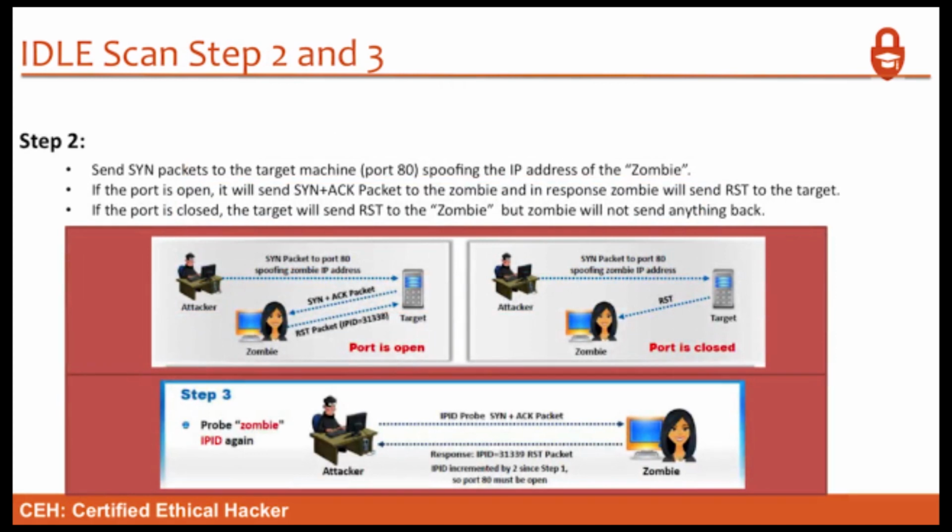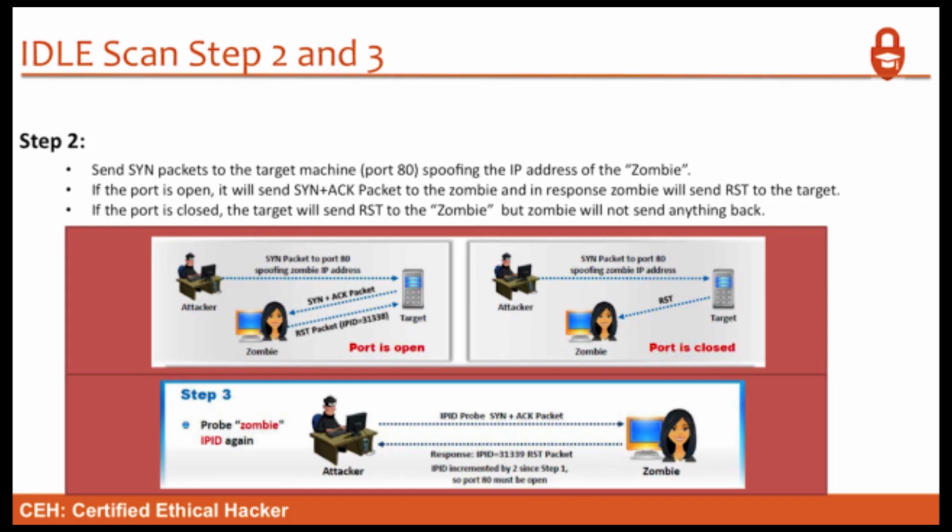So step 2, send a SYN packet to the target machine, port 80, spoofing the IP address of the zombie. If the port is open, the target will send a SYN plus an ACK packet. It's not a SYN plus an ACK packet, it's a packet with the SYN and ACK flags set, right? We know this. So to the zombie, and in response the zombie sends the reset to the target. If the port is closed, the target will send a reset to the zombie, but the zombie will not send anything back, okay? So that's kind of how it works. So when we're jumping into the conversation, okay?